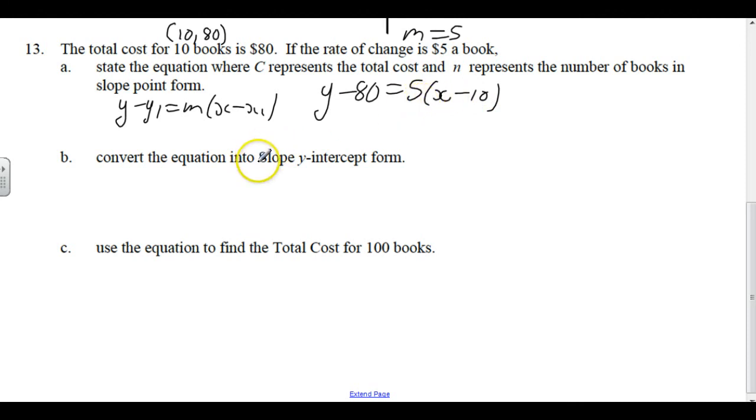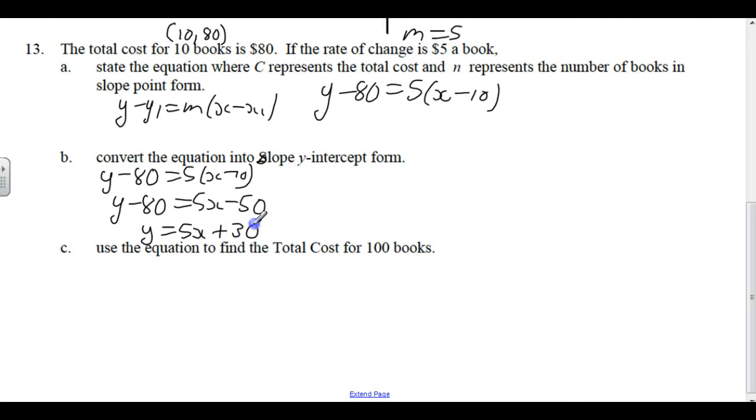Convert into slope y-intercept. I prefer a lowercase s there. Y minus 80 is 5 times (x minus 10). Y minus 80 is 5x minus 50. Y is equal to 5x plus 30, right? We're going to add 80 to both sides. Now, does that work? So if I plug 10 books in there, yeah, 10 times 5 is 50, plus 30 is 80. Yeah, I'll get $80. Plug 0 books in there, so there's like a $30 charge, right? And then $5 a book.